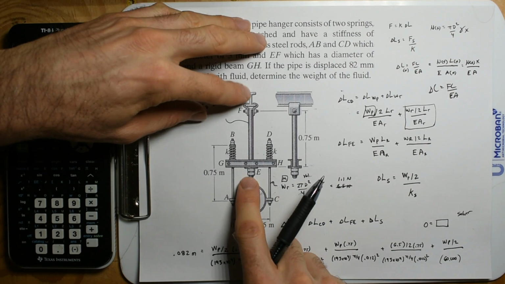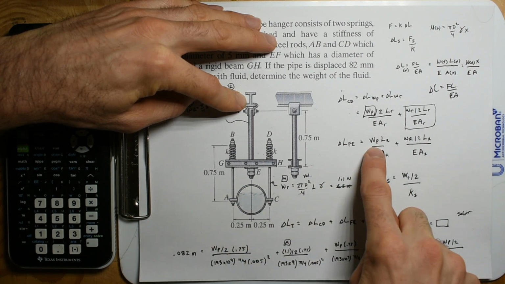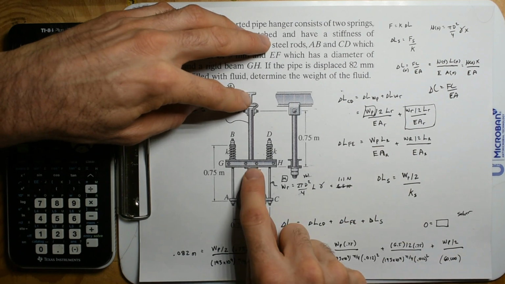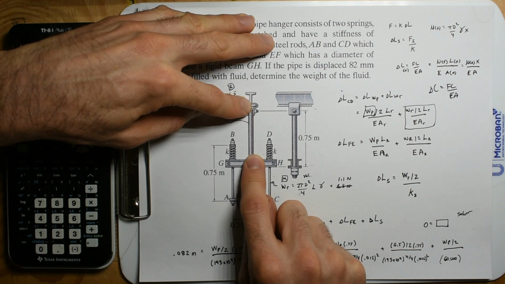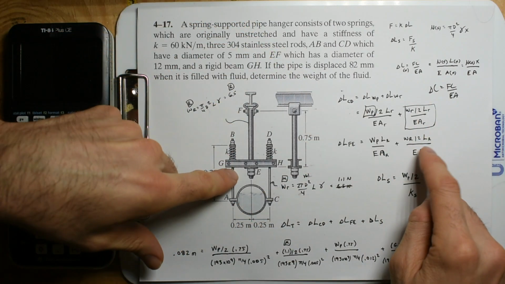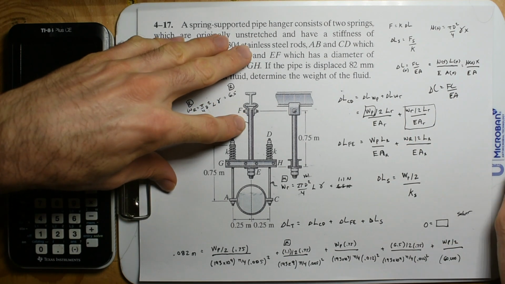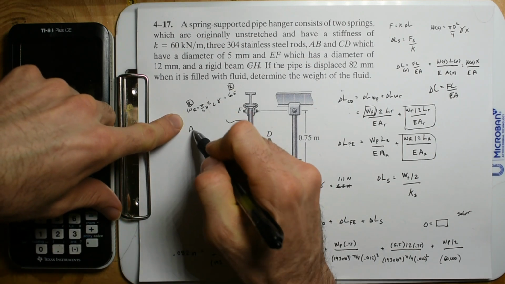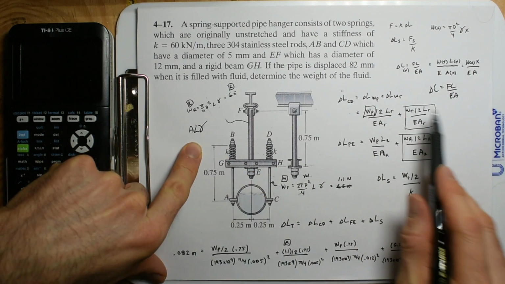So we're going to do the same thing for this rod up here. Now this rod is going to see the entire weight of the pipe. So FL divided by EA is the entire weight of the pipe times the length of this rod, divided by E times the area of that rod. And then this rod has weight. The weight of the rod itself is going to lengthen itself, but it's only going to be half the weight of the rod. So that is known. And the weight of the rod is just the area of the rod times the length of the rod times the weight density.